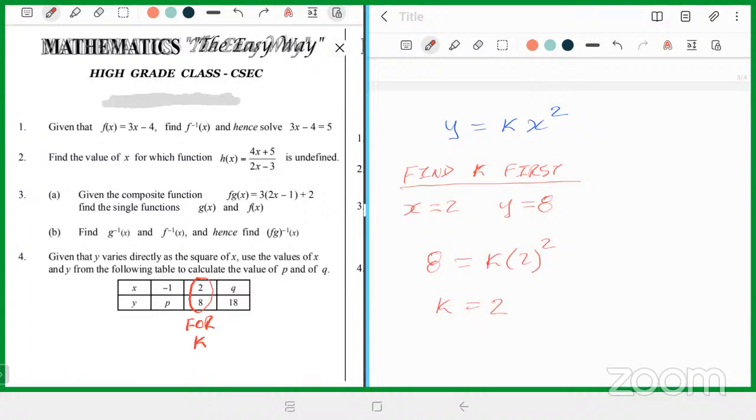Now that you know that k is equal to 2, we're going to substitute the 2 right here for the k. The k is a constant, it's not going to change, whereas the x and the y values are changing because they are variables.